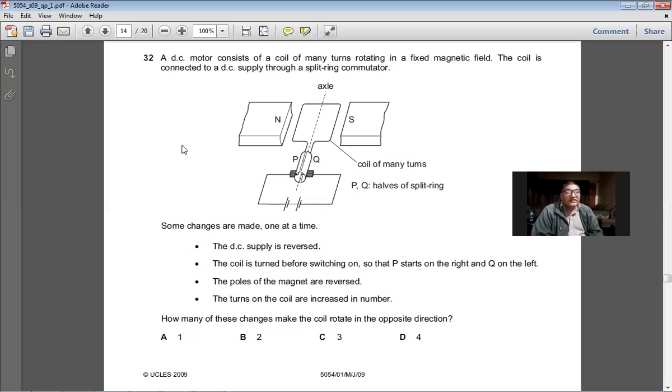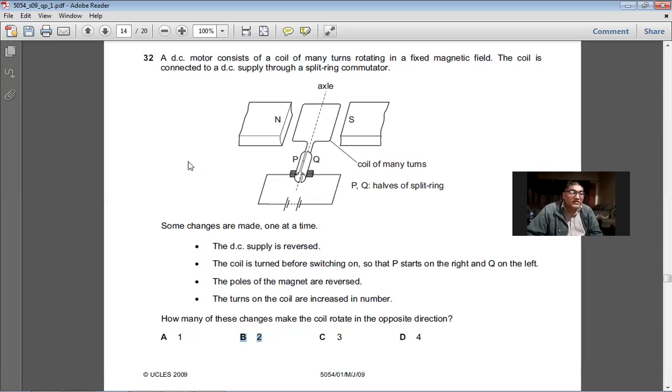The turns on the coil are increased in number. No, that cannot be the reason, because we want to change the direction of rotation. So I think the DC supply is reversed, that's one. And the poles of the magnet are reversed, that's second. So I think B is the best option.